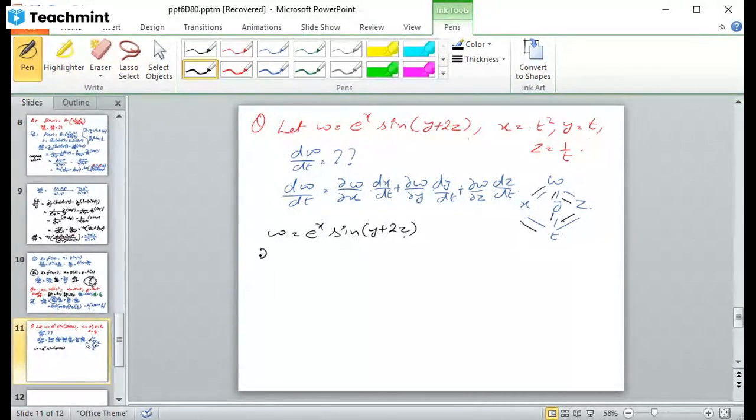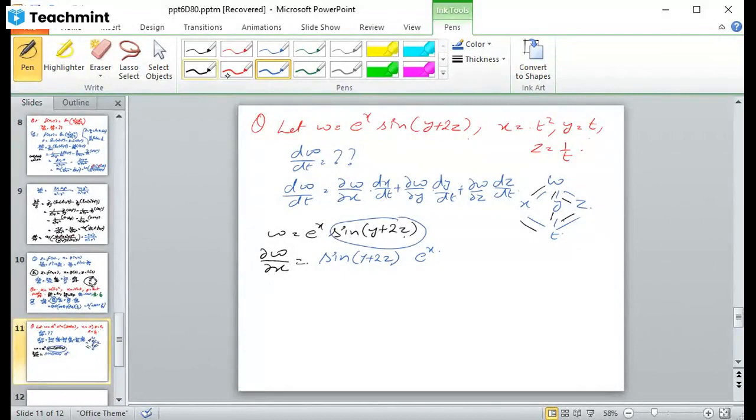So what is the derivative of W with respect to x? Here, when we differentiate with respect to x, then y and z are treated as constant. So this whole function is constant. So sine of y plus 2z is constant. So derivative of e raised to power x is e raised to power x.